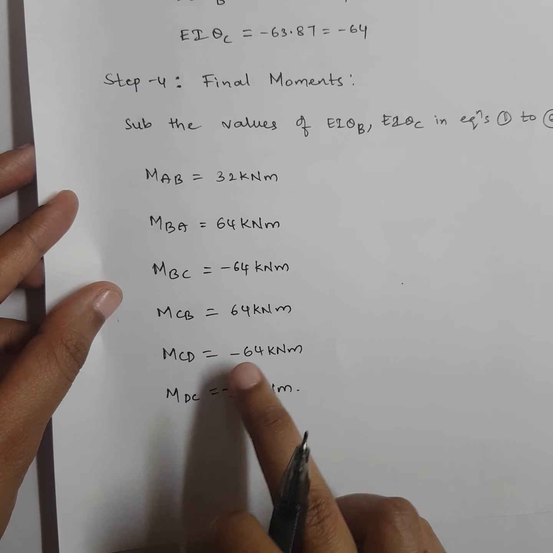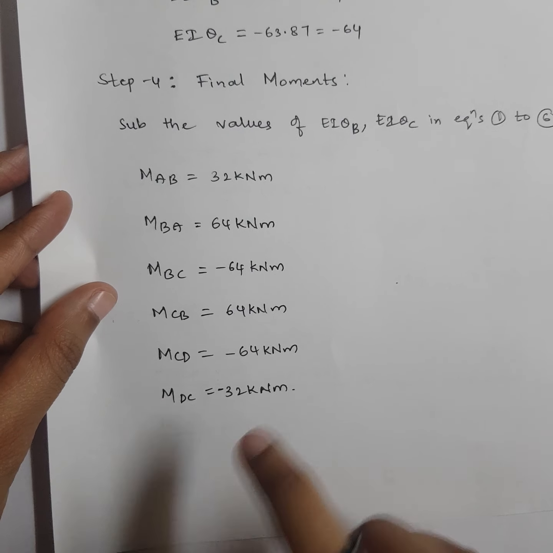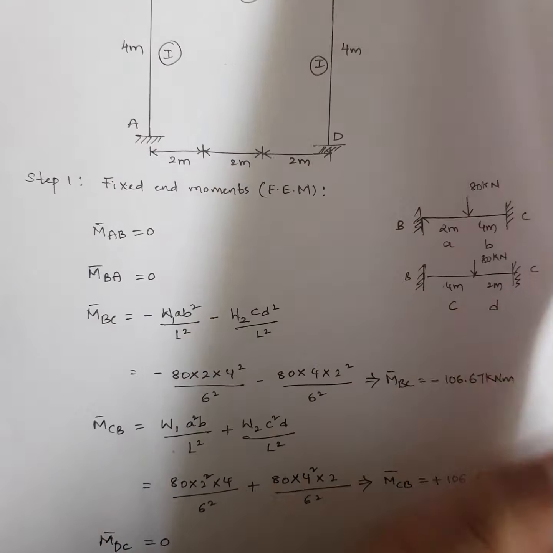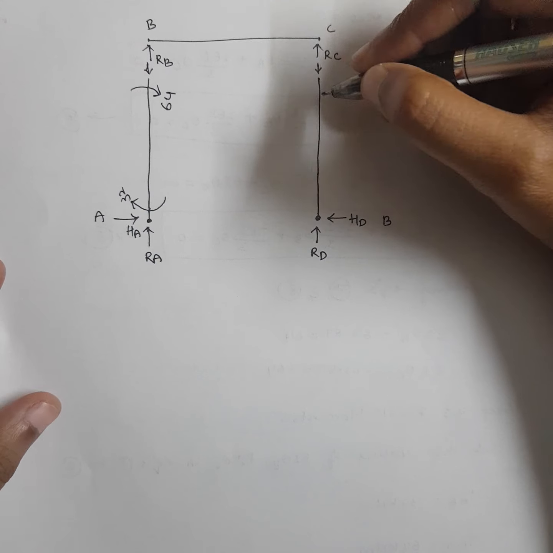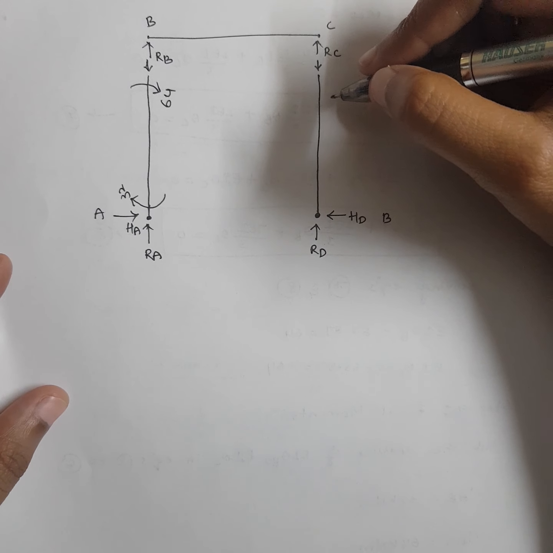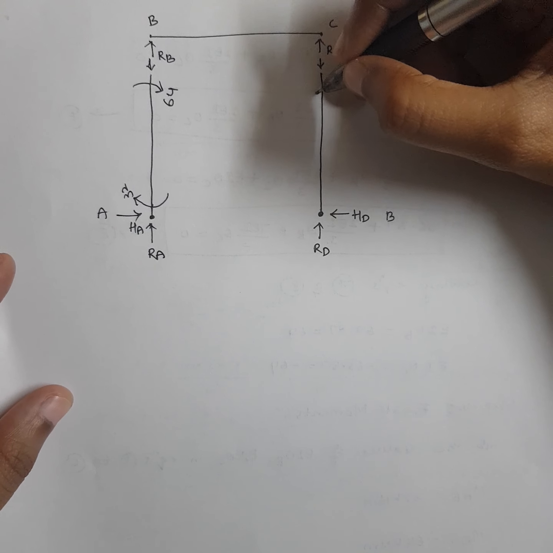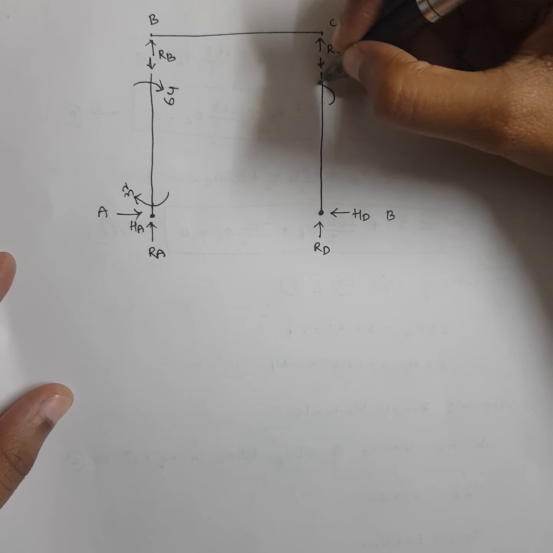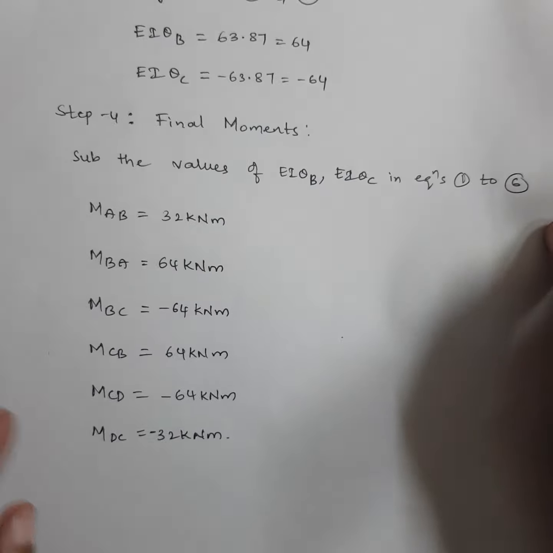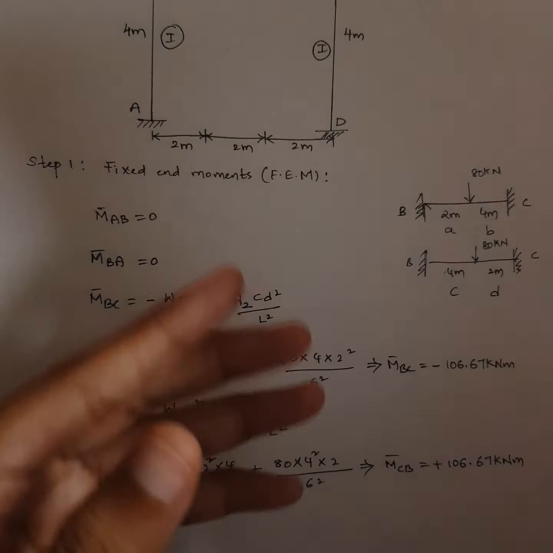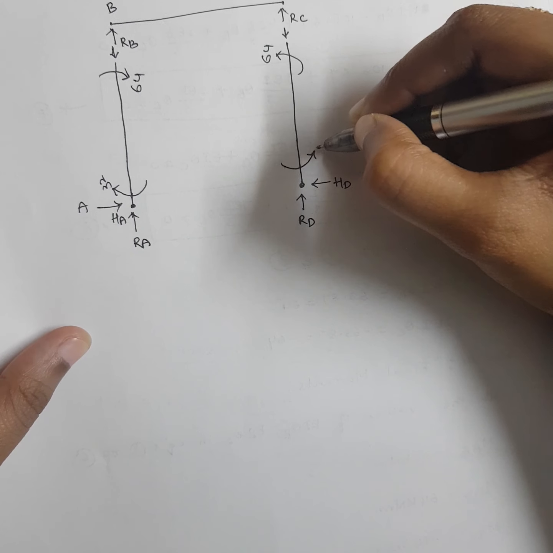CD, what I got? MCD minus 64 means 64 in anti-clock direction. MDC is 32 in anti-clock direction. CD means from C to D. How do I need to show the anti-clock direction? Anti-clock direction means going like this, correct? So I'll show anti-clock like this. How much is this? 64, correct? C to D is 64 only, no? And DC is 32. So it will be like this, which is 32.